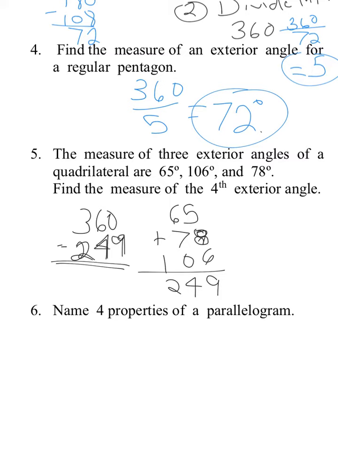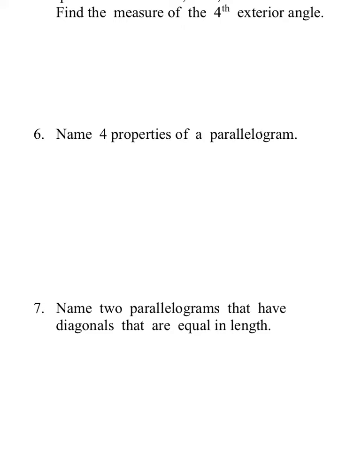What is 360 minus 249? 111. Times that by 6. All right, number 6, 4 properties of a parallelogram.